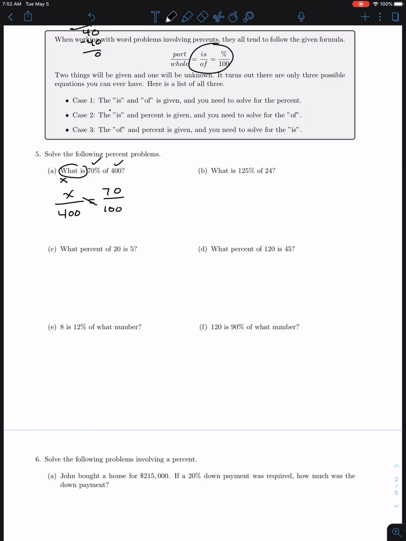So again, what we want to do is cross multiply these guys. So 100x equals 28,000. Divide both sides by 100. This gives us x equals 280 in this case. The rest of number 5 are exactly the same way. Set it up as is over of equals percent over 100, and you'll be fine. So I'll leave those for you guys to practice.